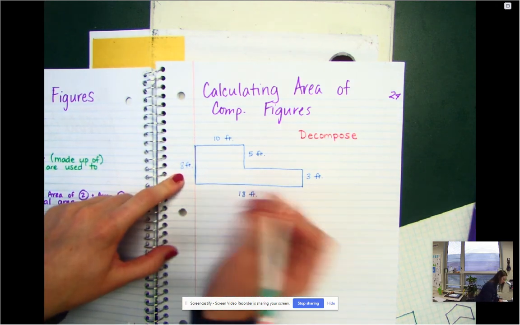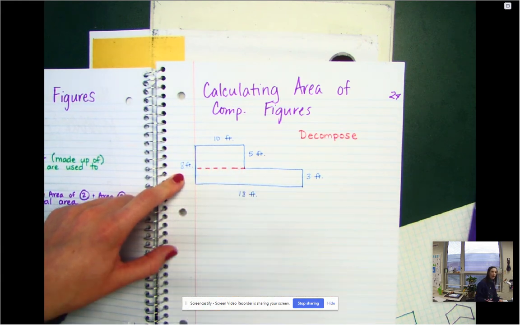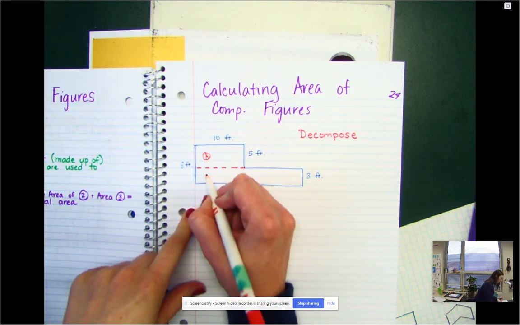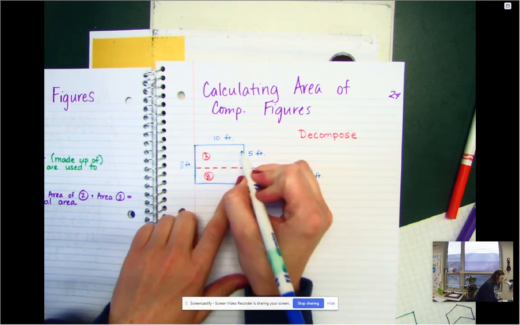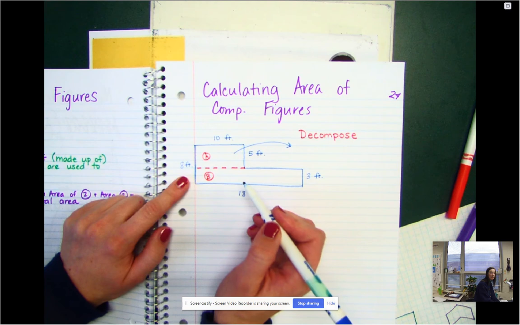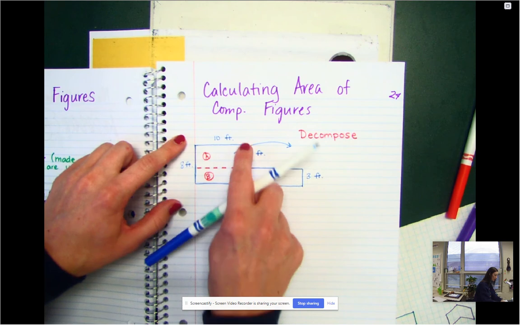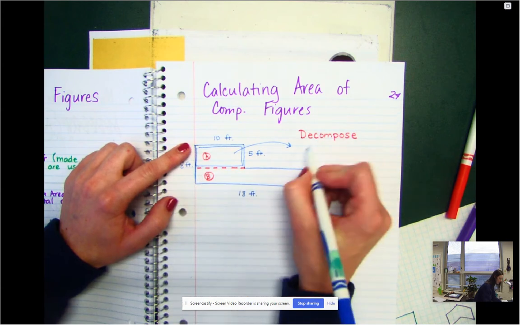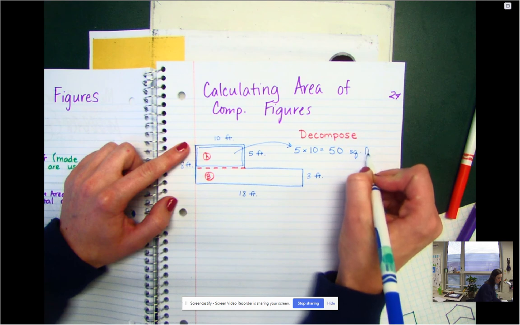So one thing I could do is divide, and now I have shape A and shape B. Then I find the area of both of those figures and I add them together. Shape A is, and this is where you have to be careful looking at the right measurements, because this whole side is 8 feet, but this rectangle right here is only 5 by 10 feet. So this has an area of 50 square feet.